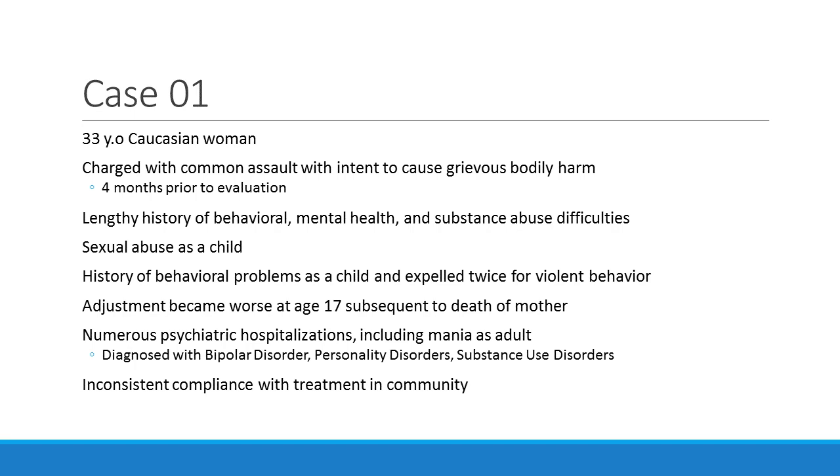She reported, and there was plenty of documentation, that she had been severely sexually abused as a child growing up. She had a history of behavioral problems as a child. She had been expelled from school twice due to violent behavior against other students. Her adjustment appeared to become worse when she turned 17 because her mother died from illness. Her history suggested numerous psychiatric hospitalizations, including mania as an adult.